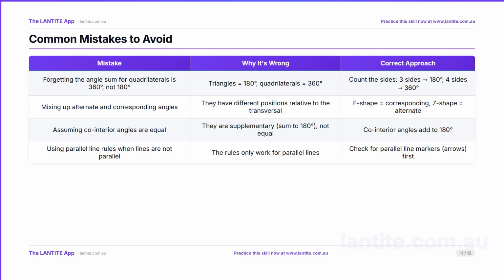Common mistakes to avoid. First, the quadrilateral angle sum is 360 degrees, not 180, a common mix-up with triangles. Second, do not confuse alternate and corresponding angles. Think F for corresponding, Z for alternate. Third, co-interior angles are supplementary. They add to 180 degrees. They are not equal. And fourth, only use parallel line angle rules when the lines are actually parallel. Look for the arrow markers on the diagram.